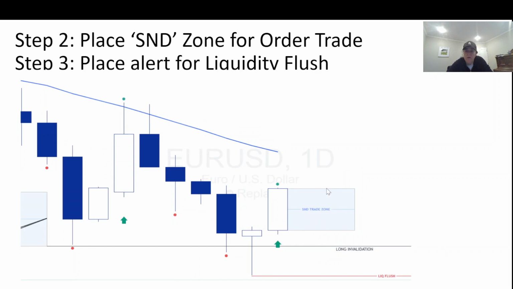You place your order box, so we're going to call it the S&D trade zone, from the close. So it's really the body of your break candle. This is the candle that broke the previous candle and provides you with a green dot. You're going to place the top at the close of that candle and the bottom at the open of that candle. So it means you're actually capturing just the body of the candle. Okay. And your box should also have a midline, or you can place a fib on to get 50%. This is just the midline, so it's 50% of this body.